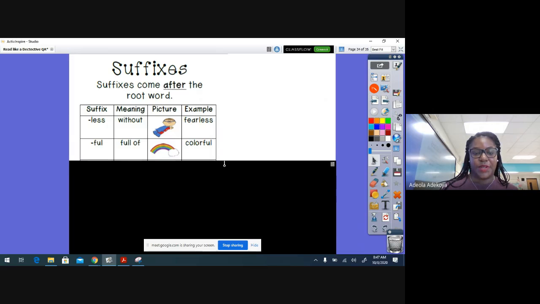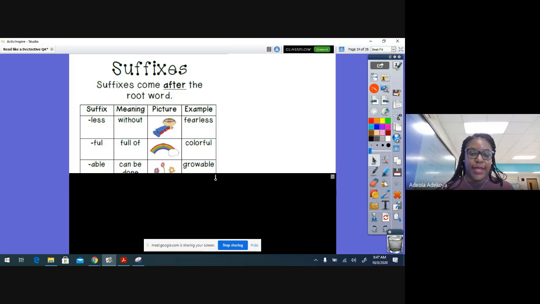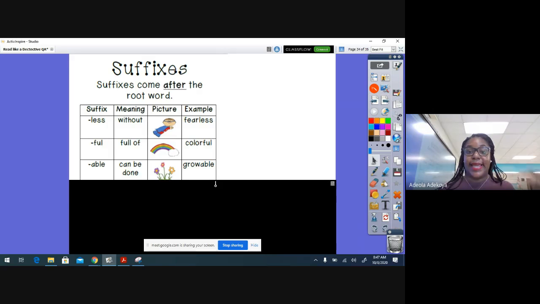The next suffix we're looking at is full. Full means full of. That's one of the easiest to remember. Colorful, full of color. Powerful, full of power. Another one we're looking at is able. Able means it can be done. So growable, it can be grown. Capable, and several different examples that way. It's really important for us to know that suffixes have meanings because it helps us better understand the word.